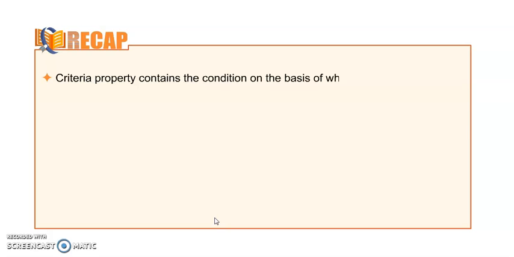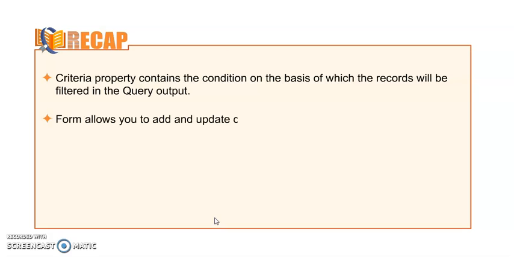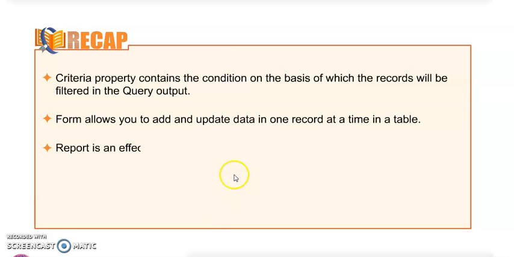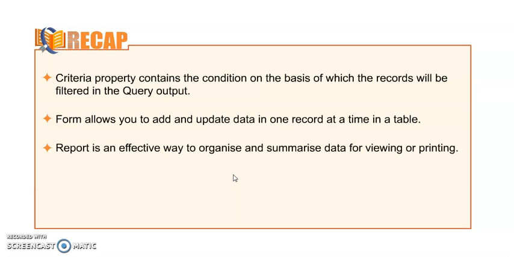The Criteria property contains the condition on the basis of which the records will be filtered in the query output. Forms allow you to add and update data in one record at a time in a table. A report is an effective way to organize and summarize data for viewing or printing.